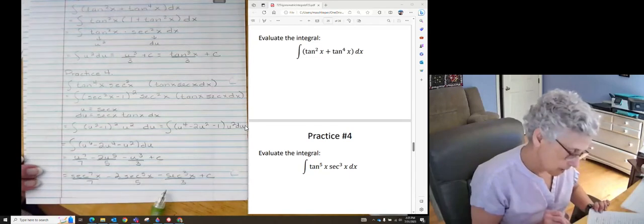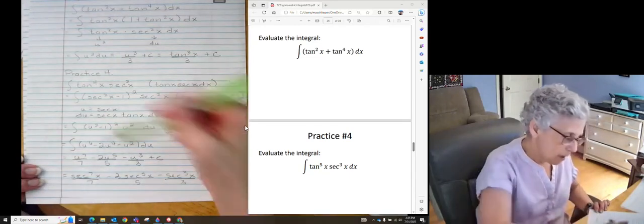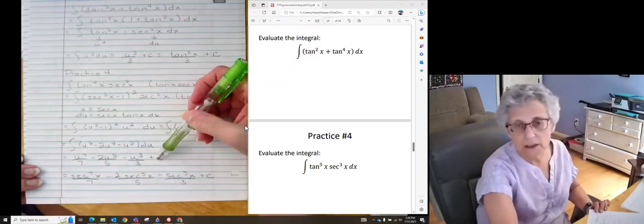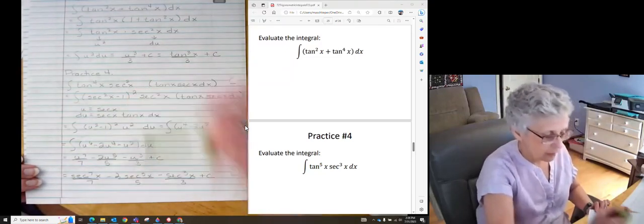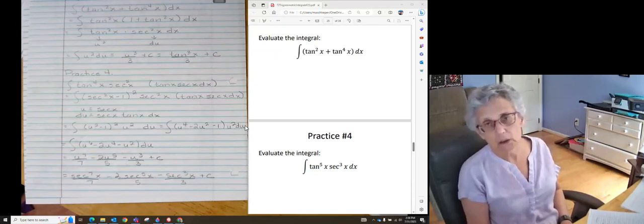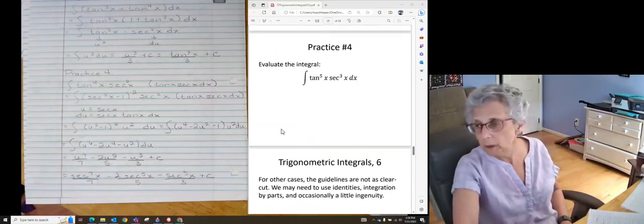So, easy enough. And you are welcome once you get to this part to go directly to your answer. You don't have to write the answer with u's in it and then write it with secants in it because I know you get tired of writing.